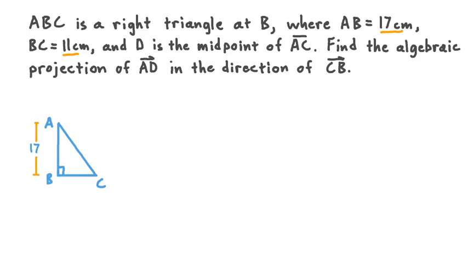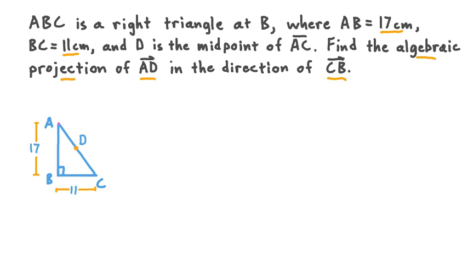We're told that the length of side AB is 17 centimeters. Here we'll leave off the units, while BC is 11 centimeters, and there's a point called point D, which is midway between A and C on the hypotenuse of the triangle. Our question wants us to solve for the algebraic projection of a vector AD in the direction of another vector CB. First, let's define AD.